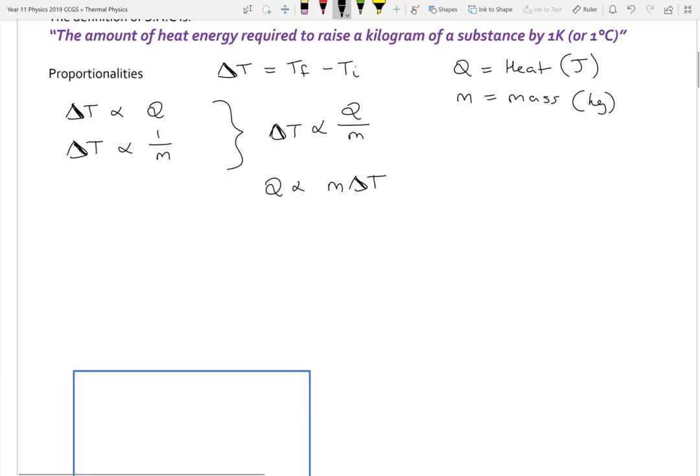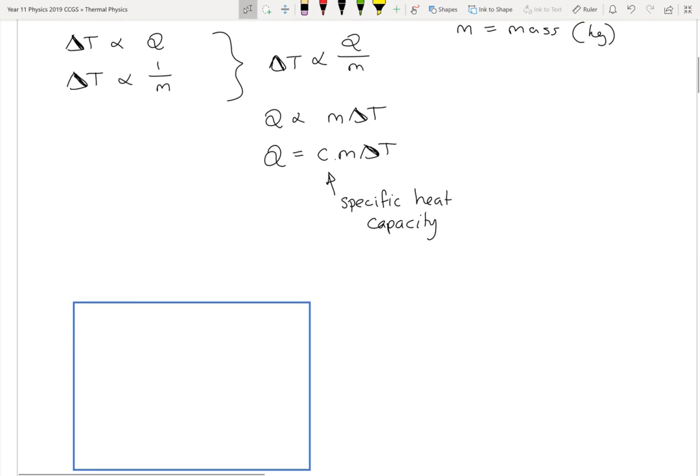Now, to get rid of that proportionality, we're going to add what's called a constant of proportionality. Now, that constant is the specific heat capacity. Okay?